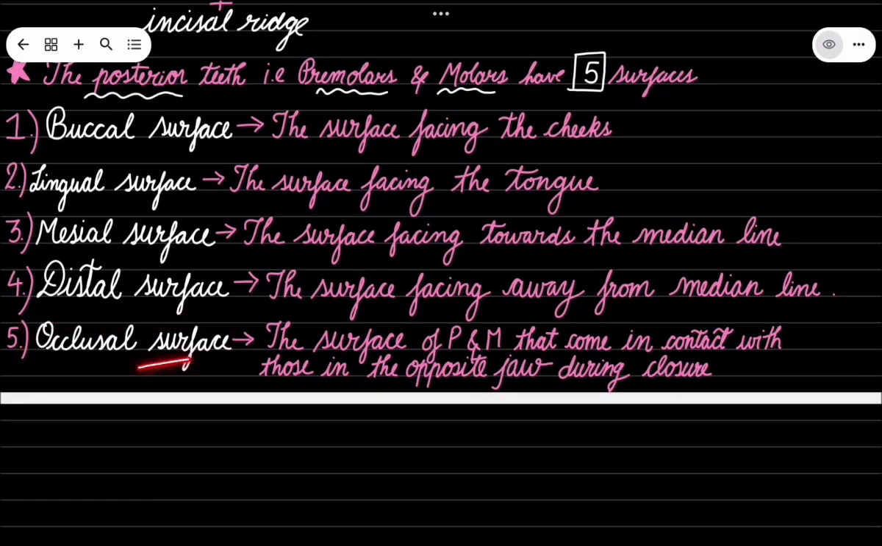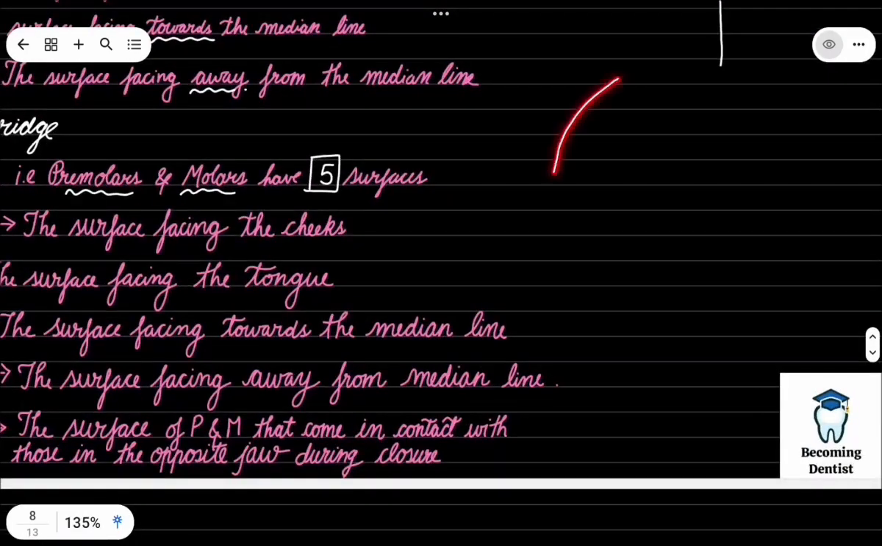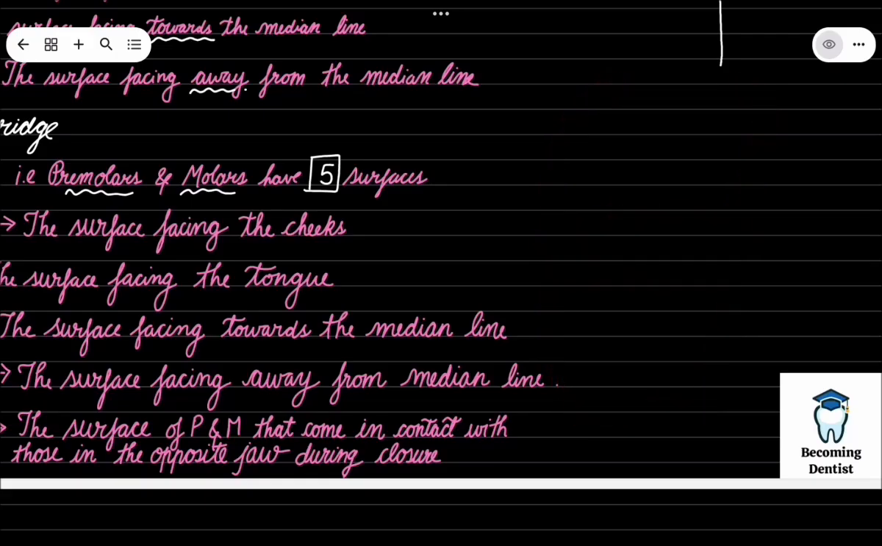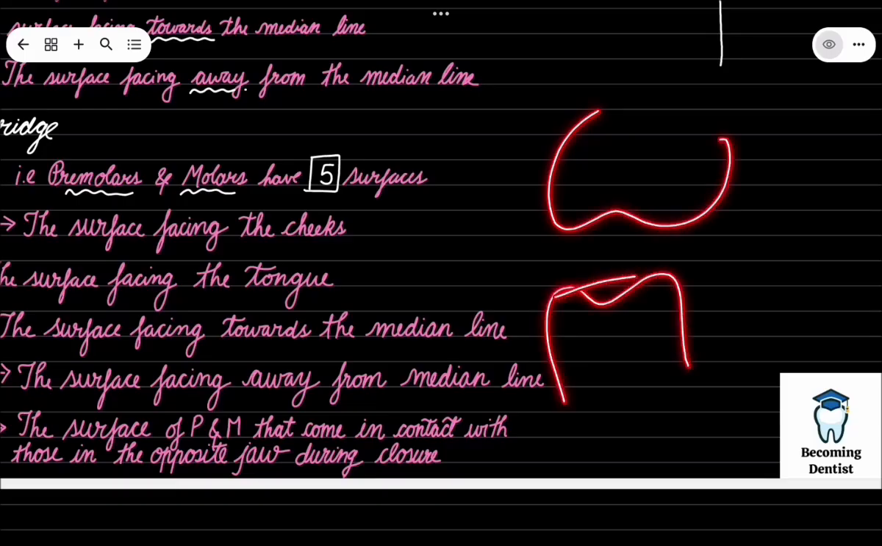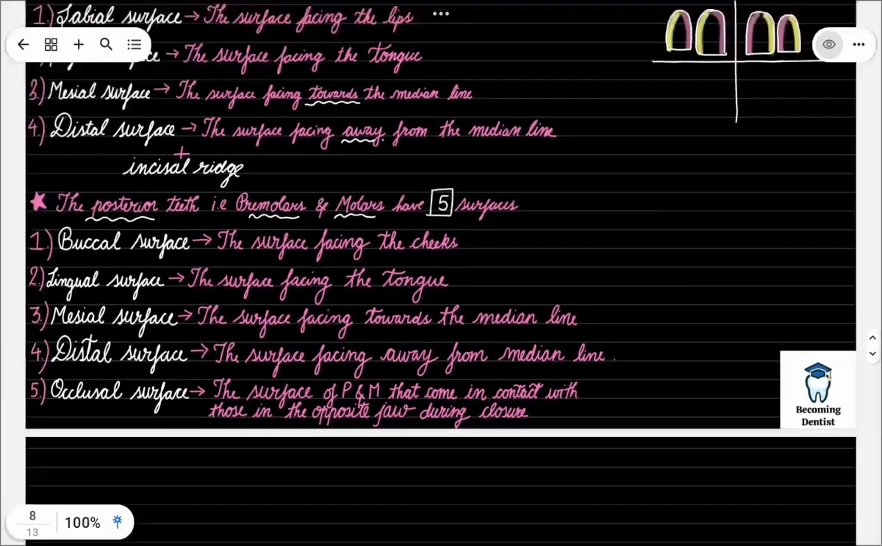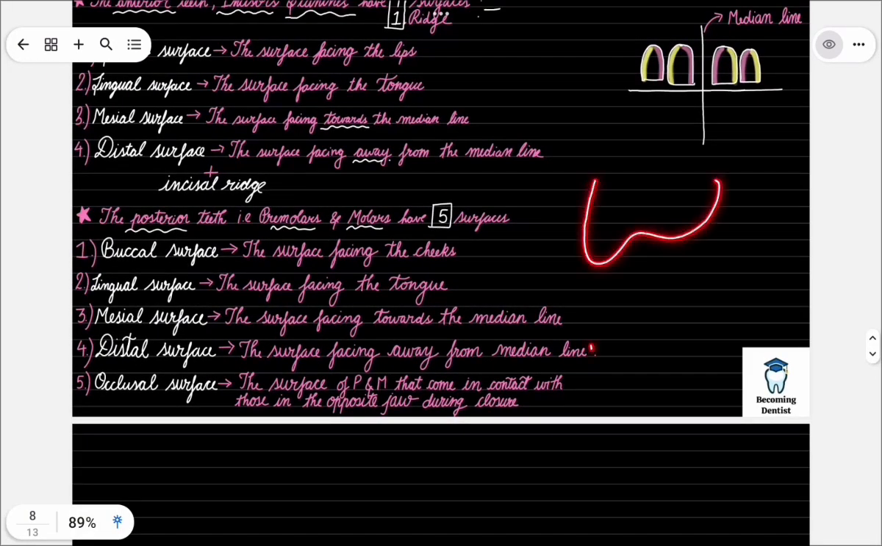The occlusal surface of the premolars and the molars, that is the posterior teeth, come in contact with those of the opposite jaw. Now, if this is one tooth of the maxillary arch and this is the other tooth of the mandibular arch, this surface will come in contact with this surface, correct? So both of these surfaces are called the occlusal surface. The surfaces which come in contact with one another are called the occlusal surface.